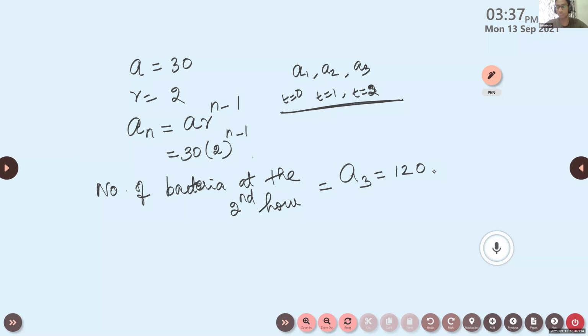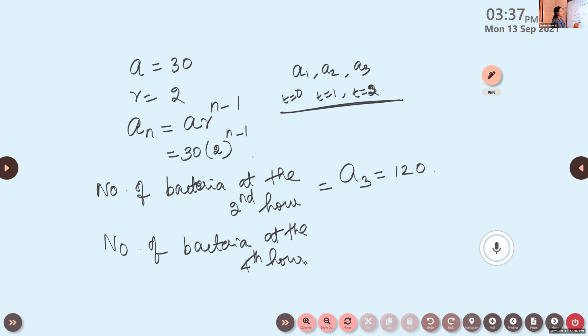120. Okay. In the same way, children, you calculate how many bacteria are present at the end of fourth hour. At the end of fourth hour means what do you have to find here? Is it A4, Pranav? At the end of fourth hour means it will be same as A5. Very good. It is A5. So substitute the value and calculate.